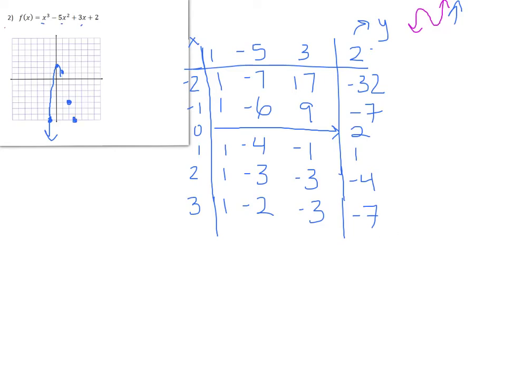And notice that our graph is still trending downwards. So we need to keep going because we know it needs to turn back up. We know it needs to look like that. So now we'll plug 4 in. We'll drop down our 1.